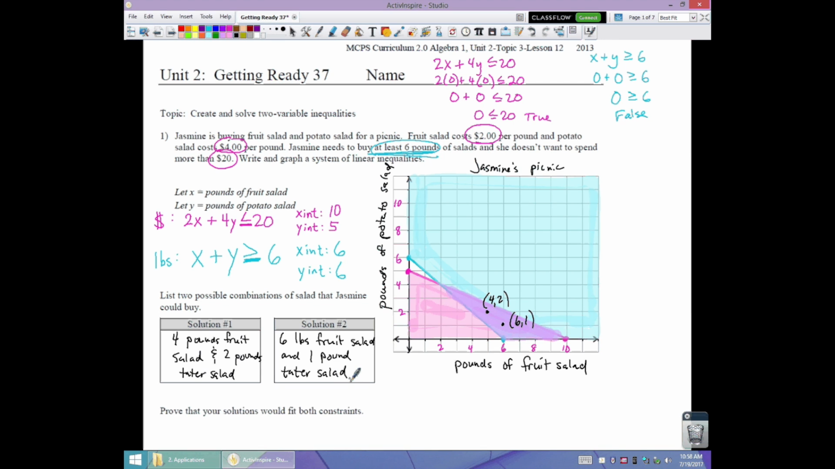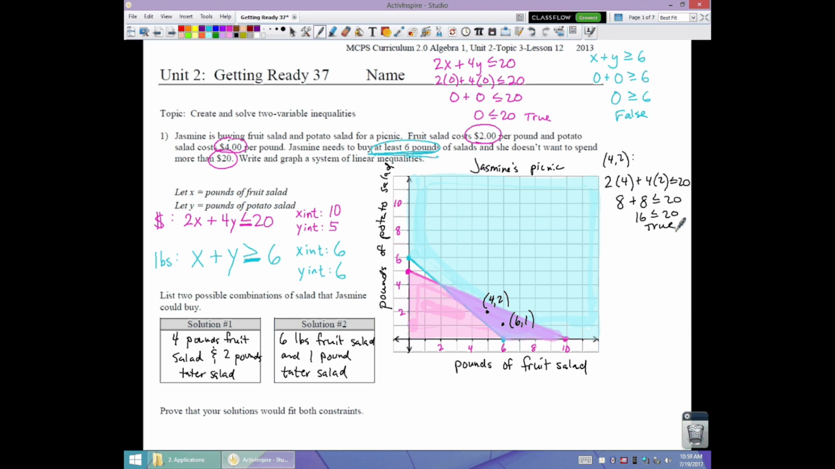Now, this bottom question here proved that my solutions would fit both constraints. That means you need to substitute these 2 points, 4, 2 and 6, 1, into both inequalities. So you are actually doing 4 substitution problems. Okay? So when I go to check the point 4, 2, that means I need to put it into the pink inequality and show it's less than or equal to 20. So 8 plus 8 less than or equal to 20. 16 less than or equal to 20 is true.